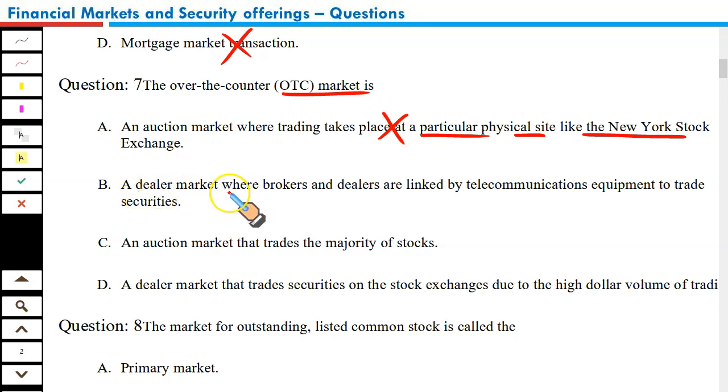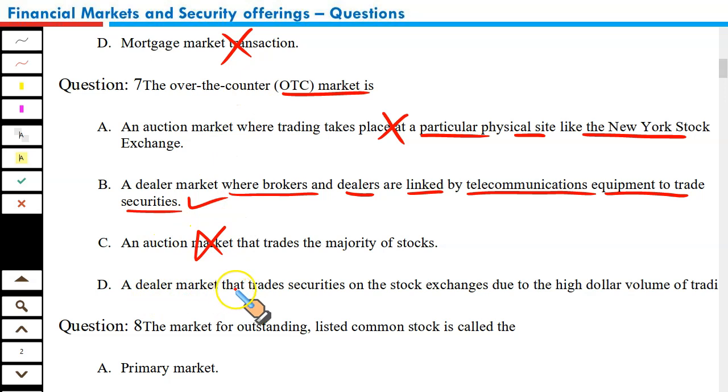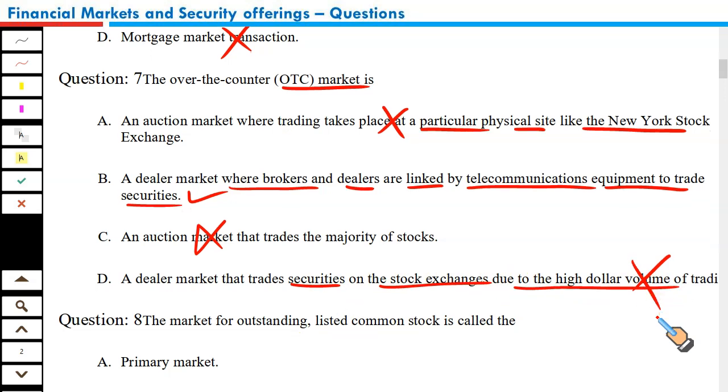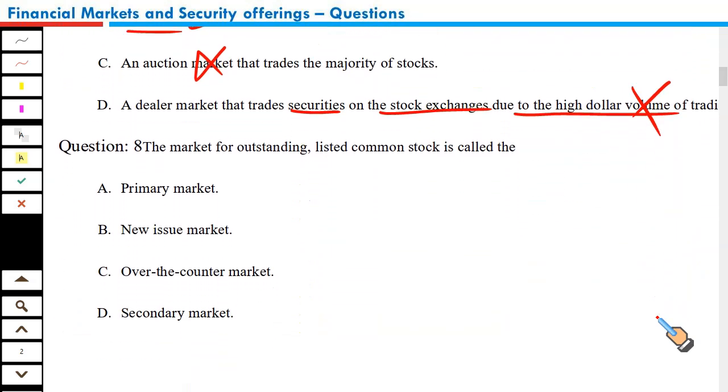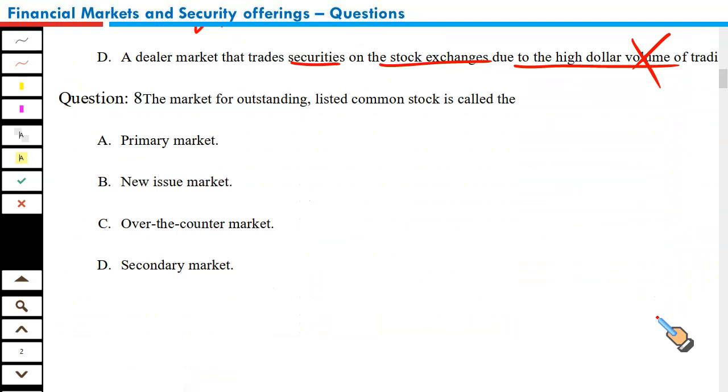The dealer market where brokers and dealers are linked by telecommunication equipment to trade securities. NASDAQ is the example of an OTC market. So that's B, in fact. Then an auction market. Auction market is not an OTC. A dealer market that trades securities on the stock exchanges due to high dollar volume of trade. Not necessarily high dollar volume. So that makes B the correct option.